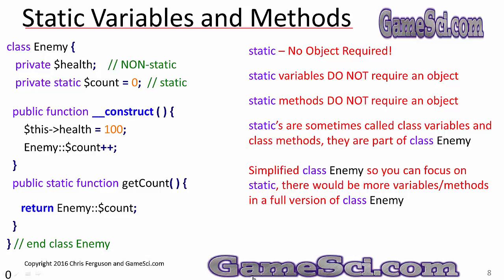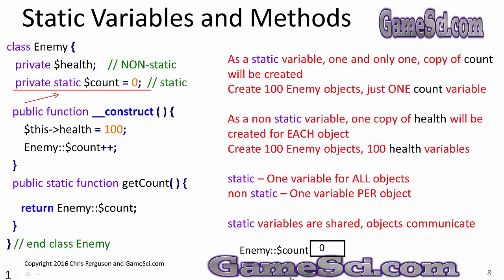Statics are sometimes called class variables or class methods. They are part of the class enemy in this case, not part of the objects built from enemy. Simplified class enemy here so you can focus on static. There would of course be more variables and methods in the full version of class enemy, but I just need enough to show you how it works.